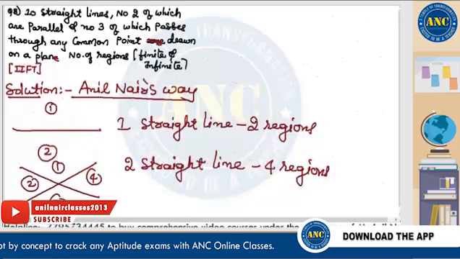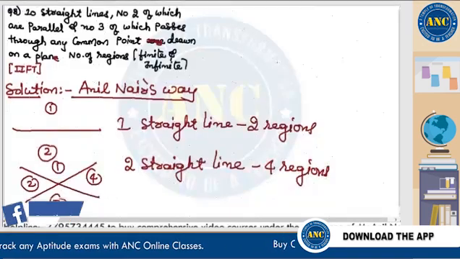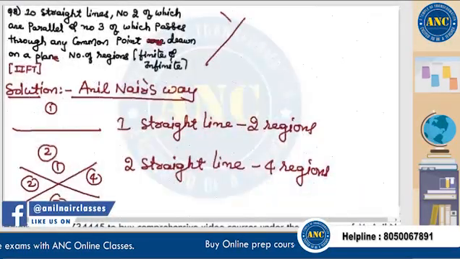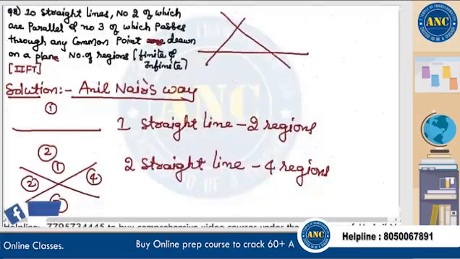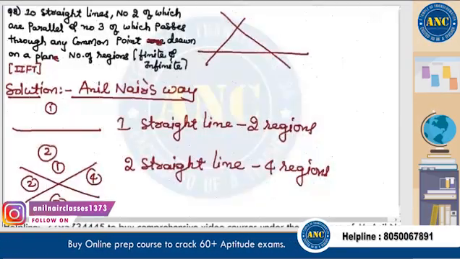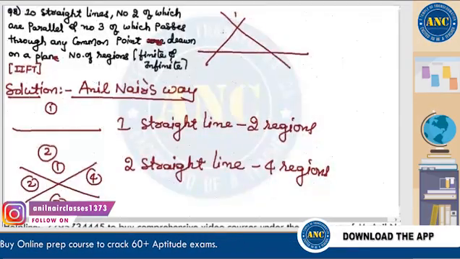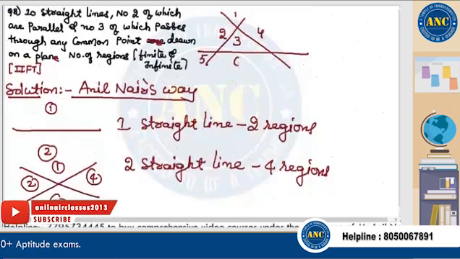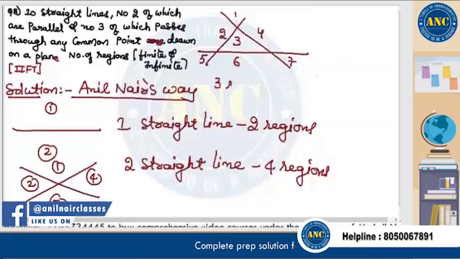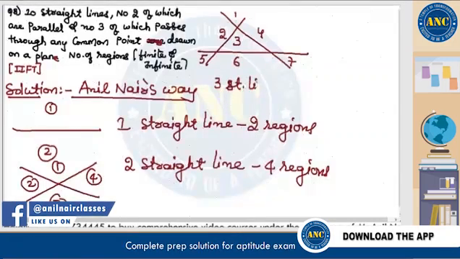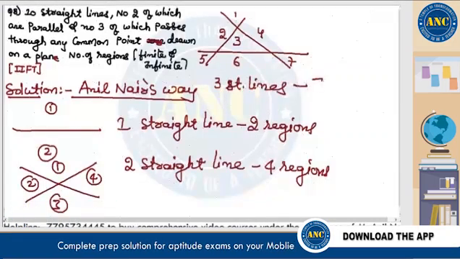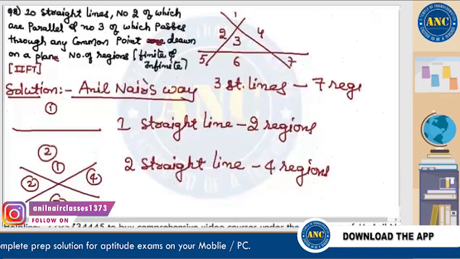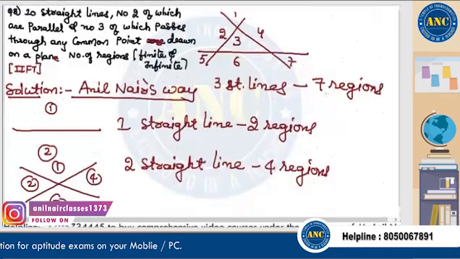I got a total of 4 regions. Suppose I need to take 3 straight lines, none of them parallel. How many regions do I get? 1, 2, 3, 4. Finite or infinite? 6, 7. So 3 straight lines, how many regions did I get? 7 regions. Just through simple observation I am getting the answer.